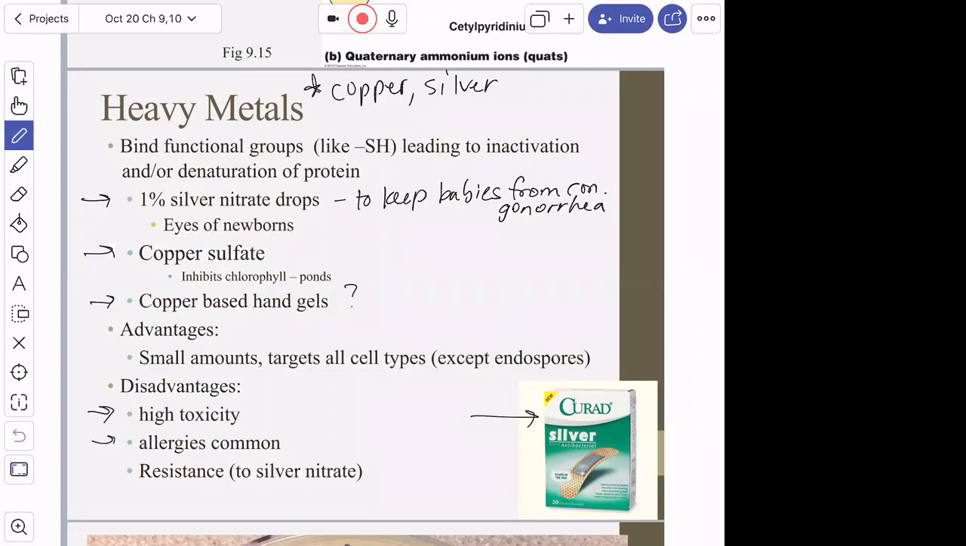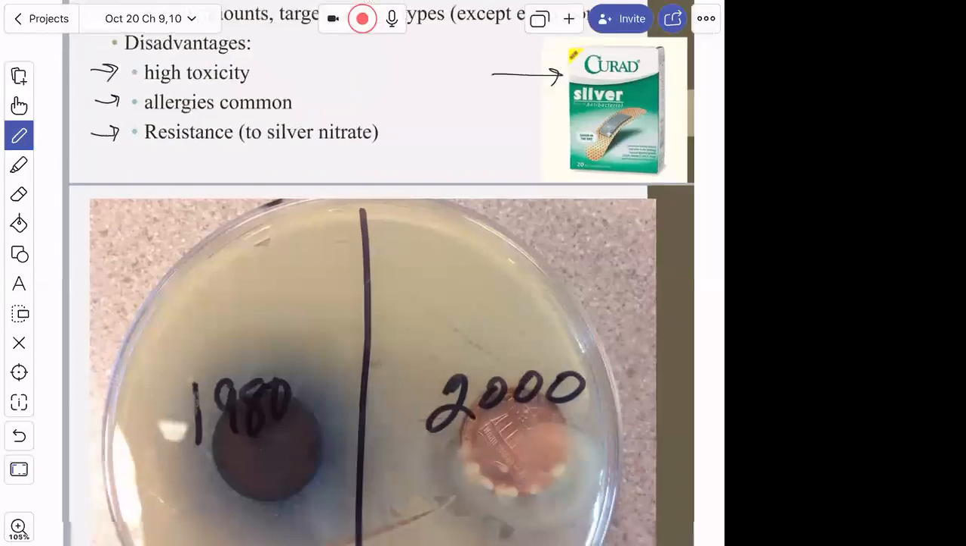Allergies are pretty common. If you may have noticed you have a metal allergy, if you have certain kinds of earrings that you can't wear, that your skin gets irritated, for instance. And there is some resistance out there even to heavy metals. So, not as many uses. I did kind of an interesting little experiment a couple years ago.